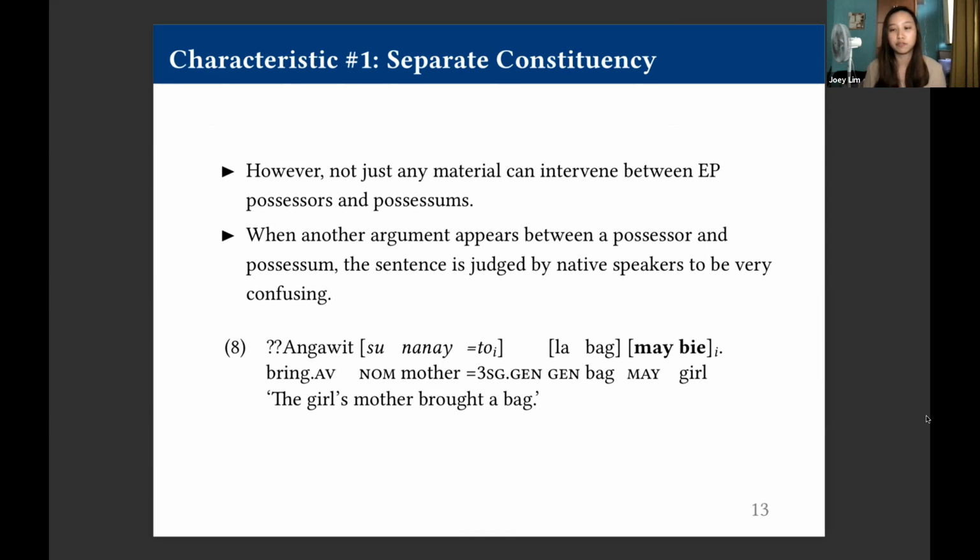So in 9a, we have the case of a possessum before possessor: ang awit la back sunanay to, possessum, my BA, possessor. This is good. However, in 9b, when the possessor precedes the possessum, as in ang awit la back my BA, possessor, sunanay to, possessum, this is then ungrammatical.